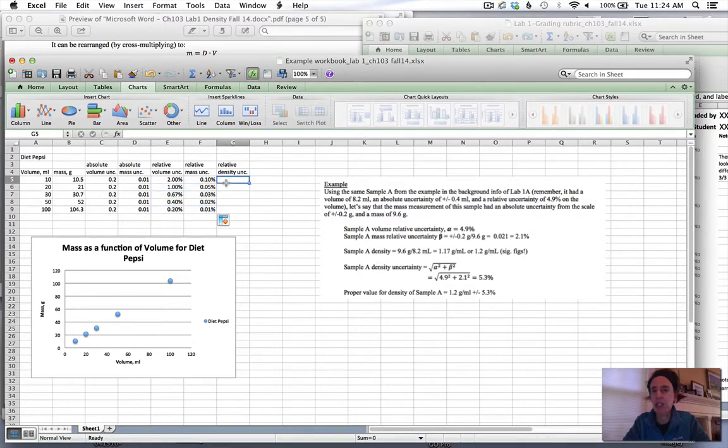Now, how do you figure out the uncertainty on the density itself? It's obviously going to be some combination of the relative volume uncertainty and the relative mass uncertainty, because both those numbers go into density. So I just copied and pasted the excerpt from the lab handout that gives an example of calculating the relative density uncertainty. Essentially, once we have the volume relative uncertainty and the mass relative uncertainty, we simply take the square root of the sum of the squares of those two numbers. So it's the square root of the volume relative uncertainty squared plus the mass relative uncertainty squared.